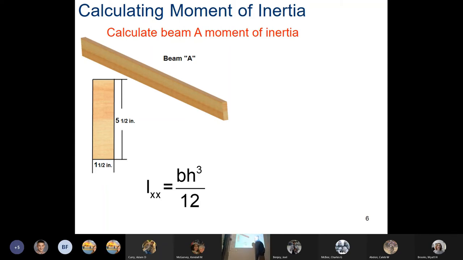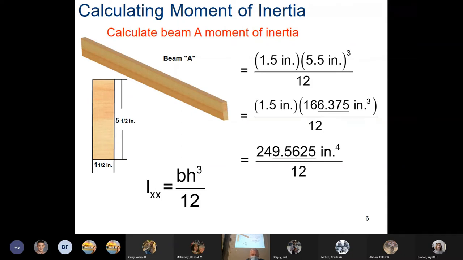So here we have the beam A. What orientation is this? Up and down. What do we call that? Start with a J. Joist. We have a joist orientation. So there's a beam in the joist orientation. And you guys can probably do all this in your head. You don't even need a calculator. 1.5 times 5.5 cubed divided by 12, which gives me 21 inches to the fourth. I told you there was a number. This number is your moment of inertia: 21 inches to the fourth.